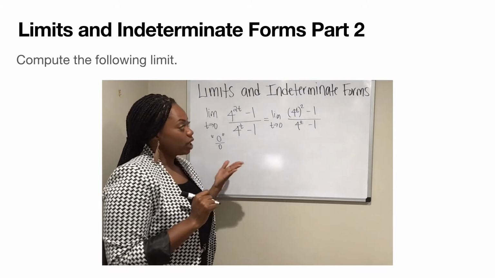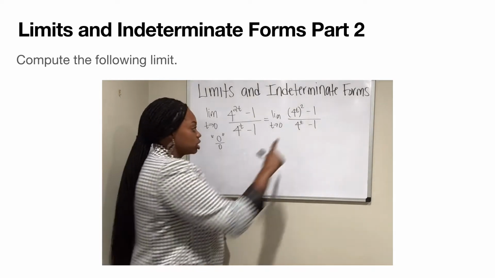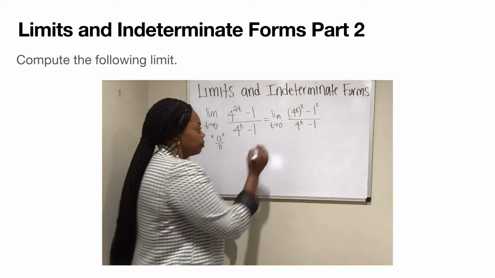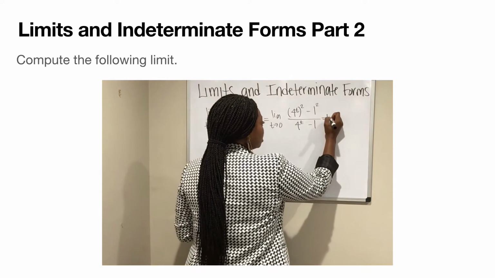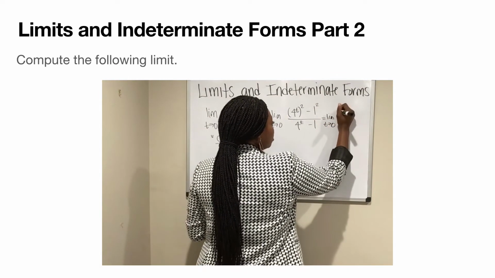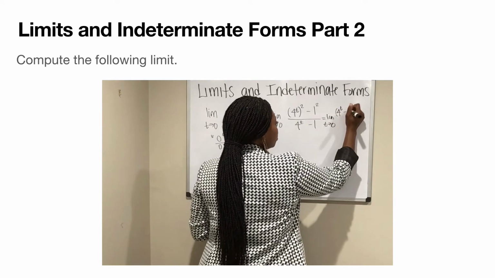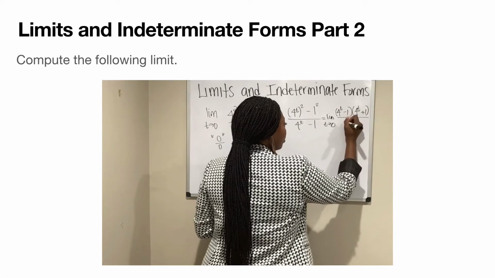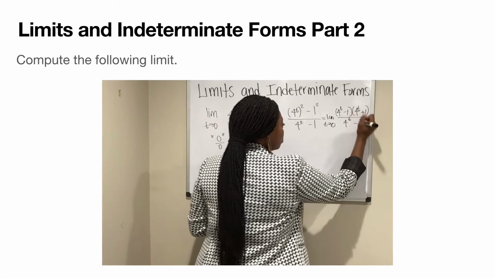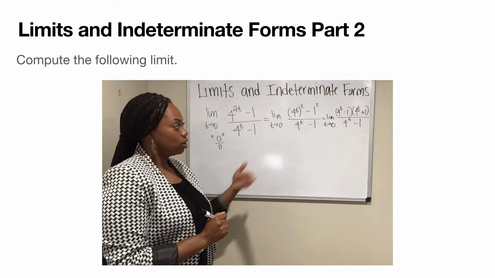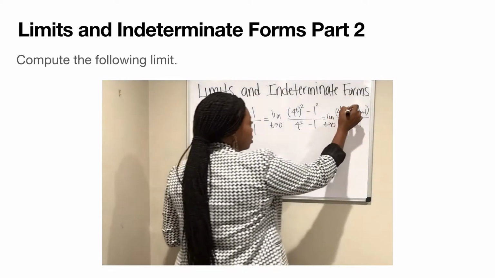In our numerator, we actually have a difference of two squares because 1 is the same thing as 1 squared. So we can factor our numerator. This gives us the limit as t approaches 0 of (4^t - 1)(4^t + 1) / (4^t - 1). Because we have a common factor of 4^t - 1, we can go ahead and cancel that out.